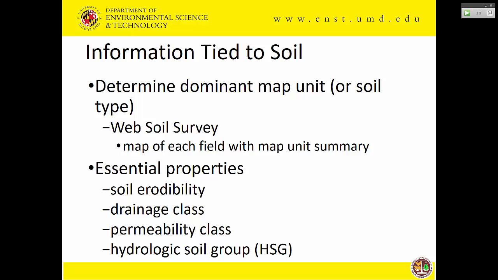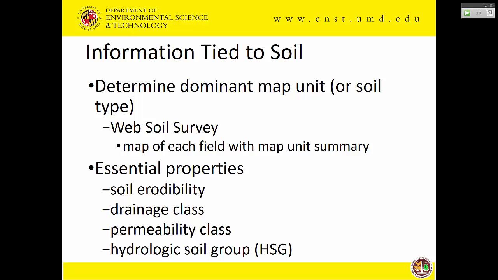One thing that's really important is knowing the dominant soils in your field, either the dominant map unit or the dominant soil type. So you're going to have to know how to use Web Soil Survey, how to define your area of interest, and how to get that soil information, because you're going to need a map of every field with the map unit summary for that field in your file for every field you're doing the phosphorus risk on. All right? Because there are things tied to your soil that you're going to need to get. Your soil erodibility is used in your erosion estimates, your drainage class, your permeability class, and your hydrologic soil group all come into those calculations one way or another.